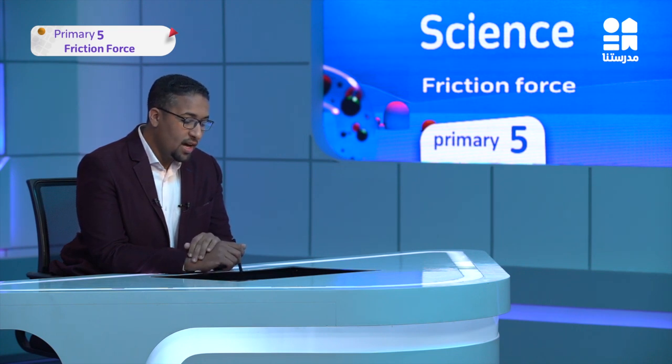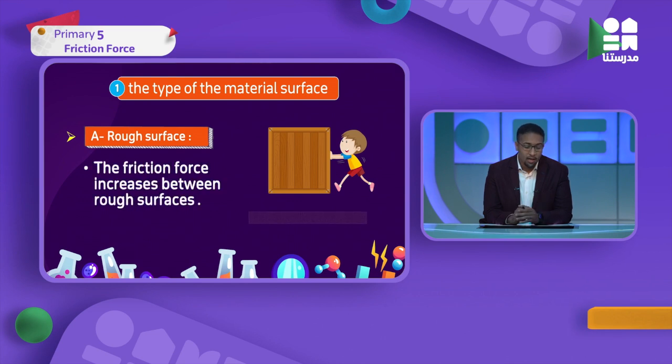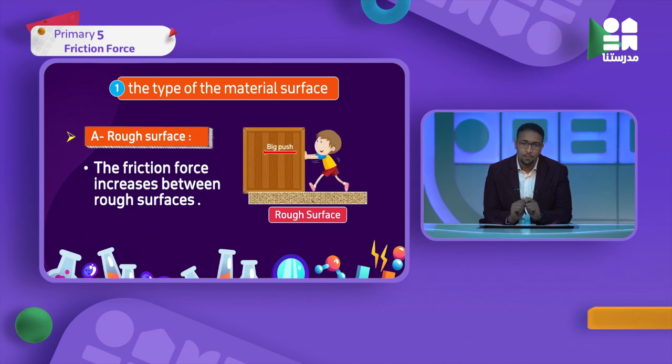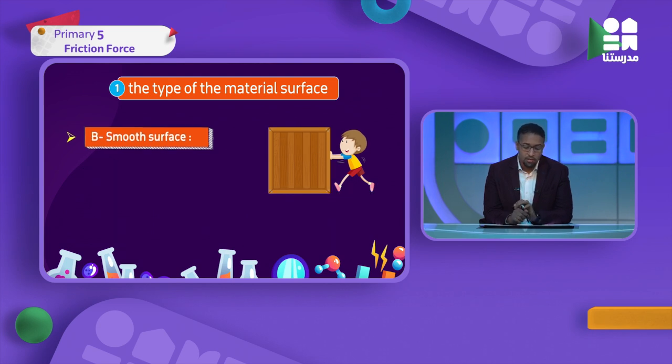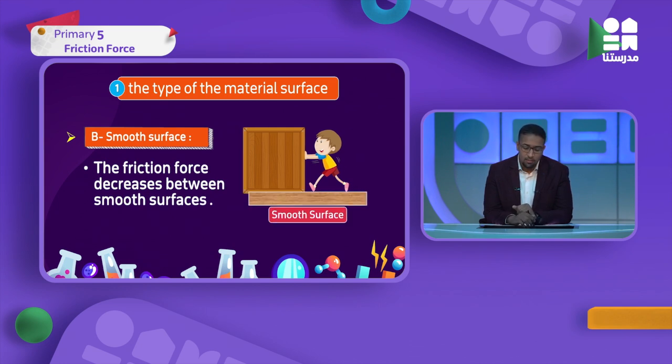So here we have this boy trying to push the box on a rough surface, so the friction will be strong, or more friction, so the speed will be very slow. While when the same boy with the same box tries to push it on a smooth surface, the friction will be much less on the smooth surface, so he can move it easier. A small push with small friction, or low friction.